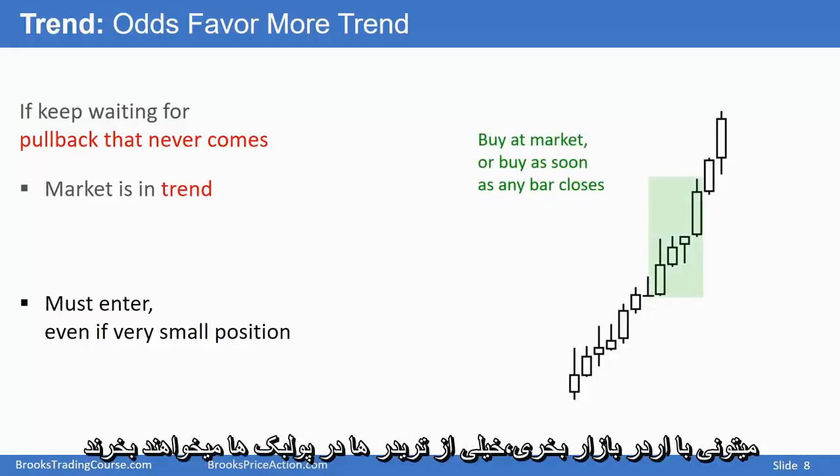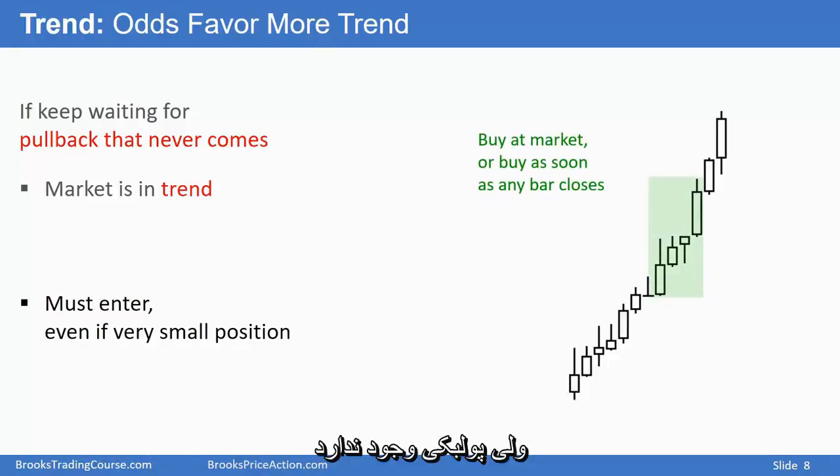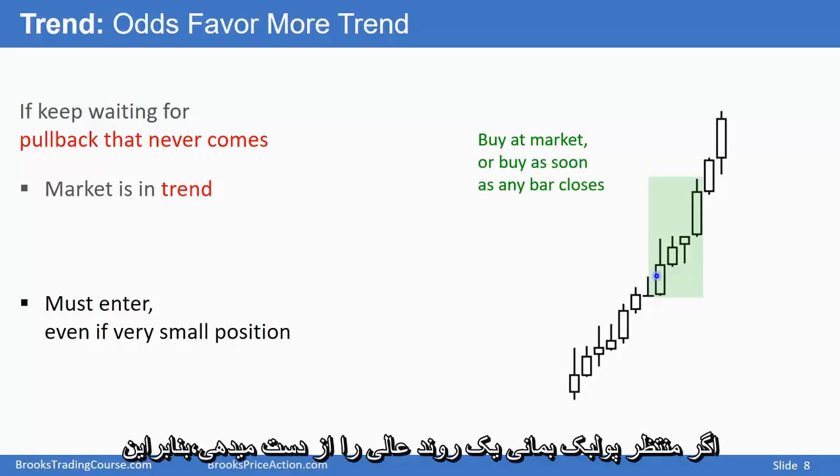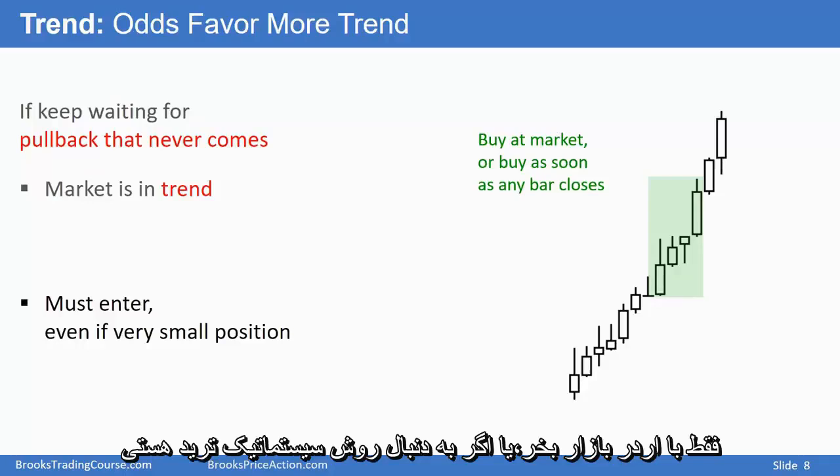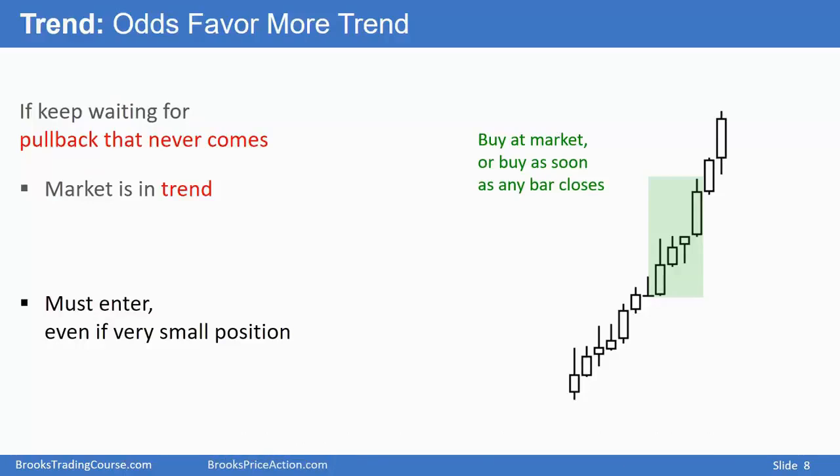A lot of traders want to buy pullbacks, but when there are no pullbacks and you're waiting for a pullback, you're missing a great trend. So you just buy at the market, or if you're looking for some systematic way to trade, you just wait for a bull close and buy a bull close.